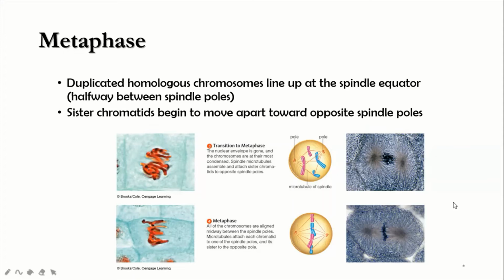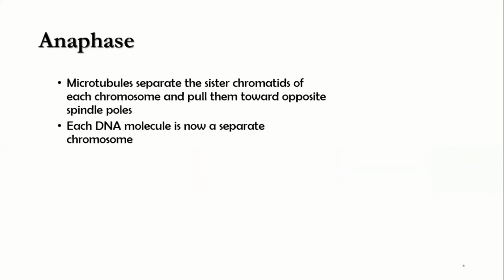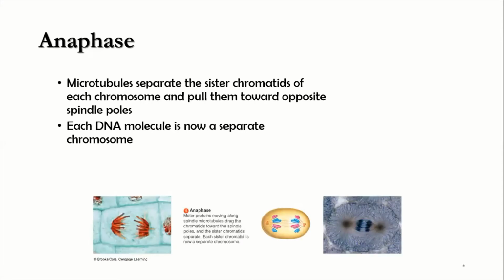Next we have anaphase. At anaphase, the microtubules separate the sister chromatids of each chromosome and pull them toward opposite spindle poles. The pulling is actually caused by the shortening of the microtubules, and each DNA molecule now is a separate chromosome. You would now see the separation already, as the spindle microtubules drag the chromatids toward the spindle poles, which are at the other side of the cell.